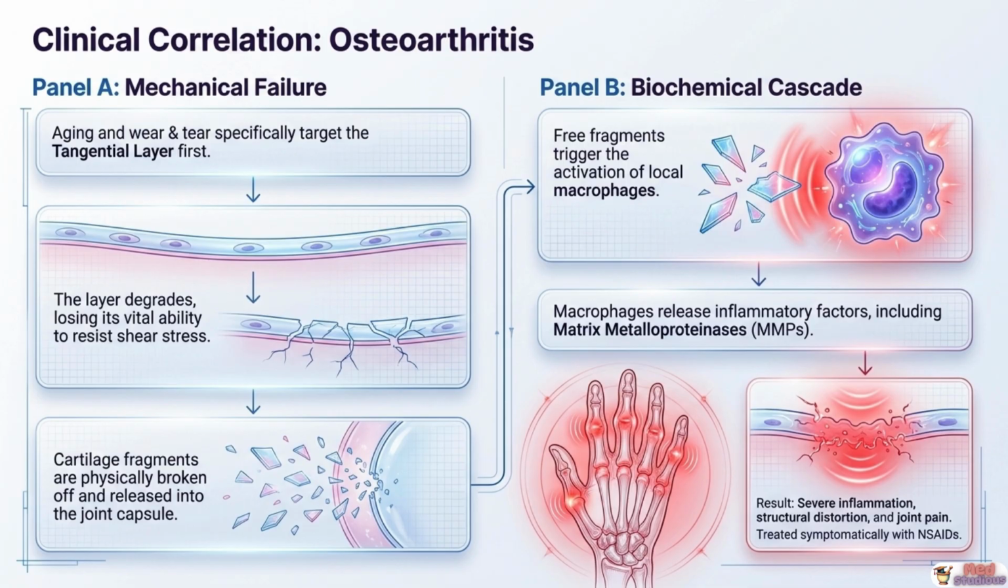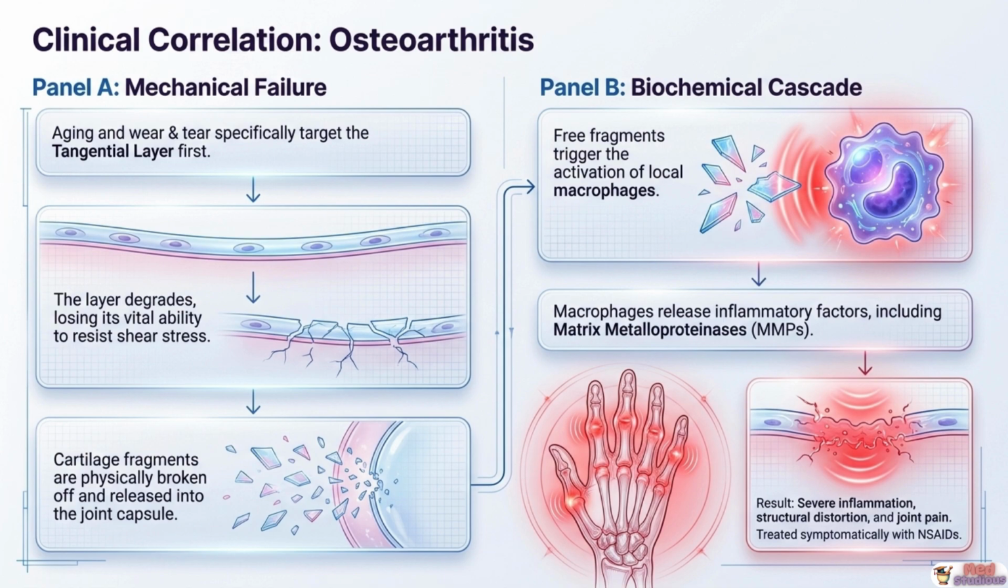Panel A, the mechanical failure cascade. The tangential zone, being the outermost layer of articular cartilage and the one in direct contact with the opposing surface, is the zone subjected to the greatest cumulative shear stress across a lifetime of movement. With advancing age, repetitive mechanical loading, obesity, or previous joint injury, the tangential zone gradually degrades.